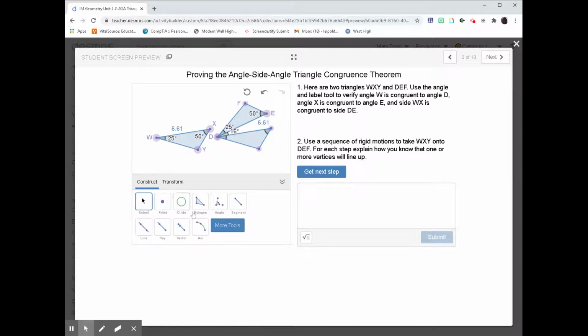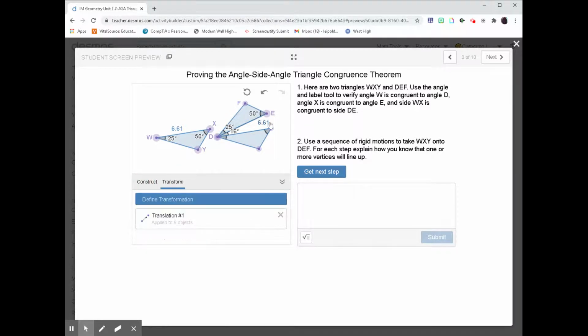So I'm going to do another transformation, a rotation, where we're going to rotate this triangle here, W prime, Y prime, X prime. We're going to rotate that with D as the center, and we're going to rotate it 16 degrees.